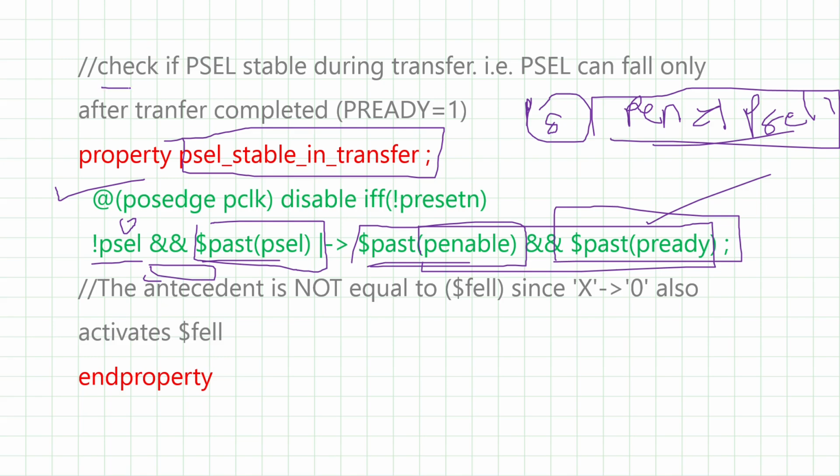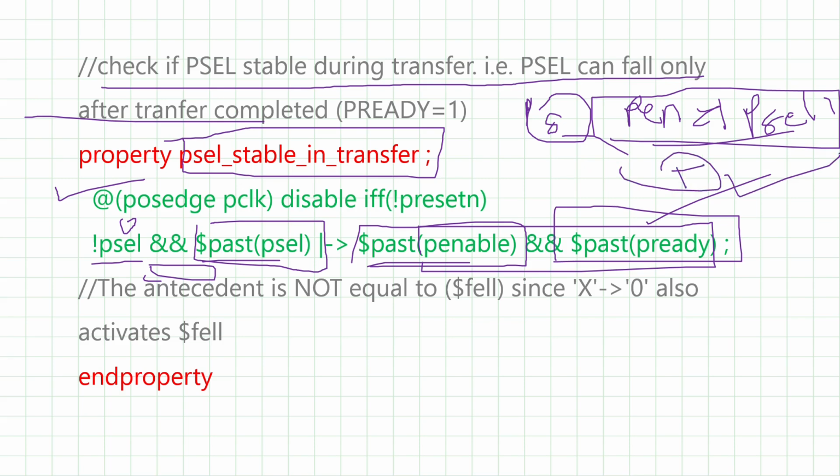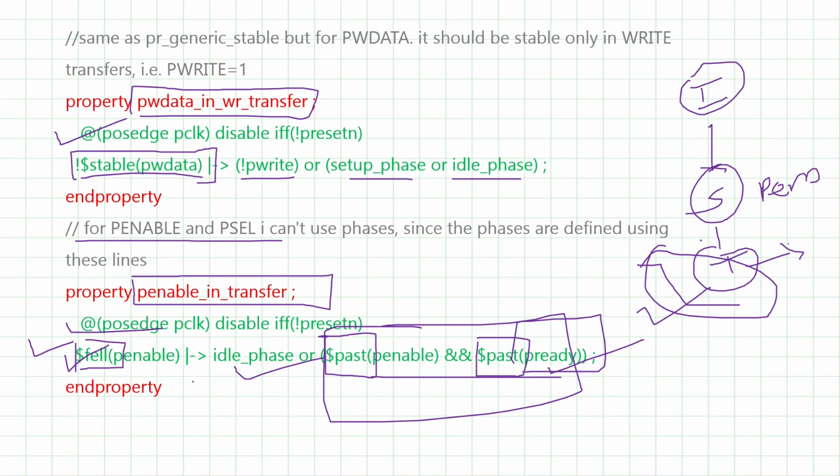So what is it saying? Check that p select is stable during transfer. That is, p select can fall only after the transfer is completed, meaning after setup and transfer, then only p select and p enable can fall, from high to low. This condition can only occur after the transfer stage. So these are what the two assertions are talking about.